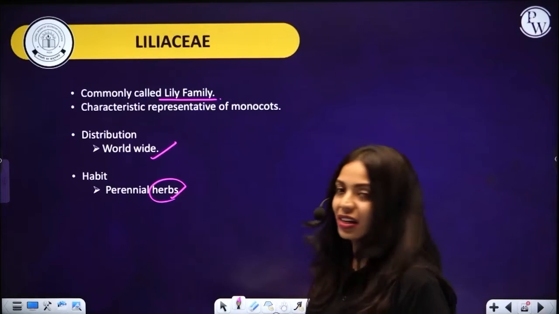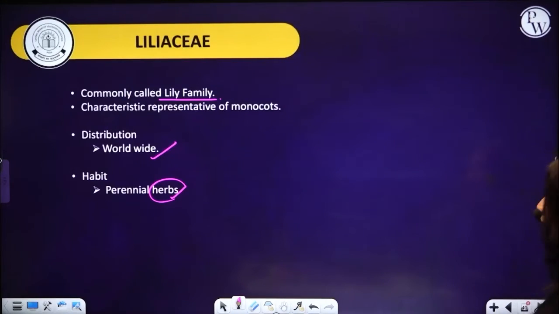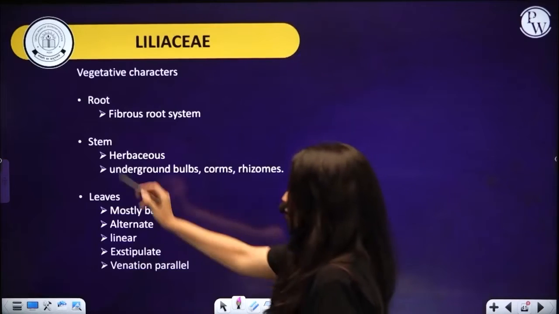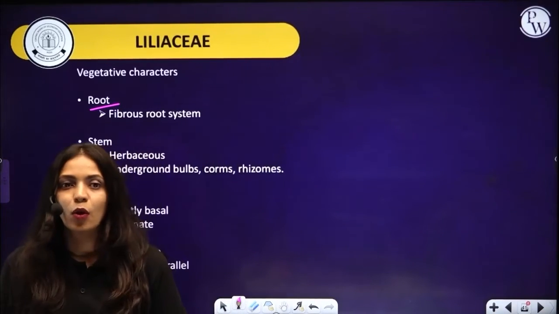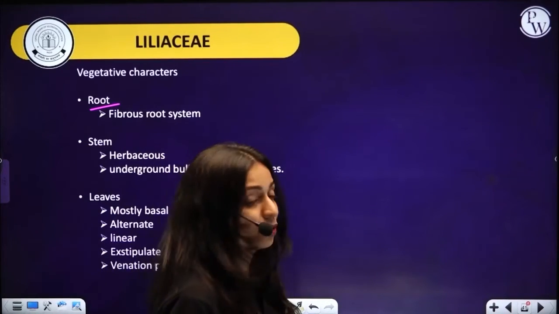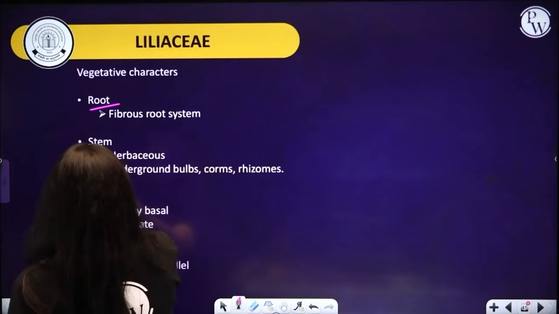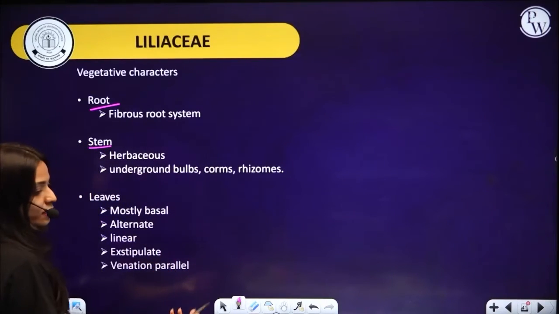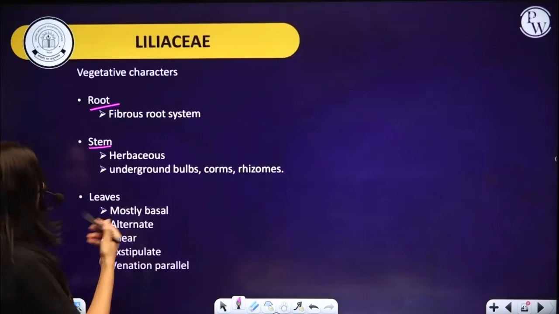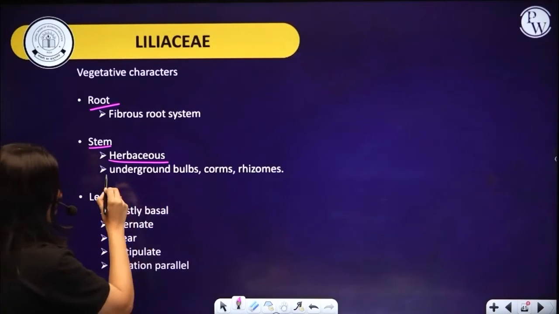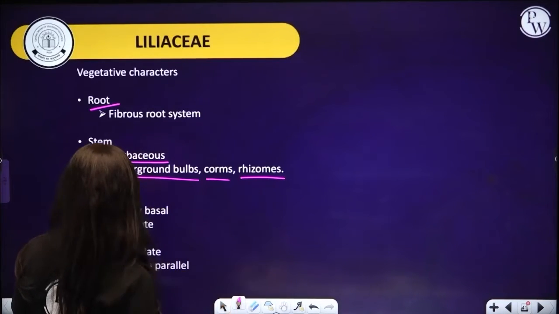Habit: they are perennial herbs. Okay, vegetative characters. Since it's a monocot plant family, obviously you will find taproot, fibrous root system here. The stem, like clearly mentioned in the habit, is herbaceous. Sometimes they are underground bulbs, corms or rhizomes.